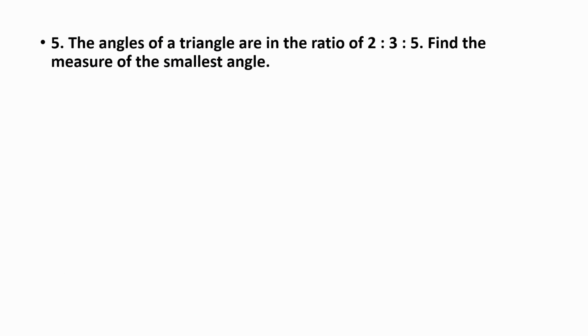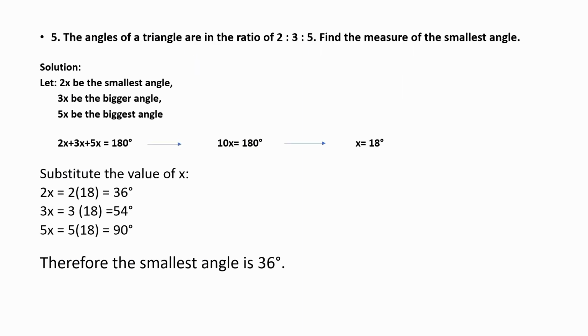Okay, example number 5. The angles of a triangle are in the ratio of 2:3:5. Find the measure of the smallest angle. So what we're going to do is to find the measure of the smallest angle. Okay, what are we going to do first? Now, we will let 2x be the smallest angle, 3x the bigger angle, and 5x the biggest angle.